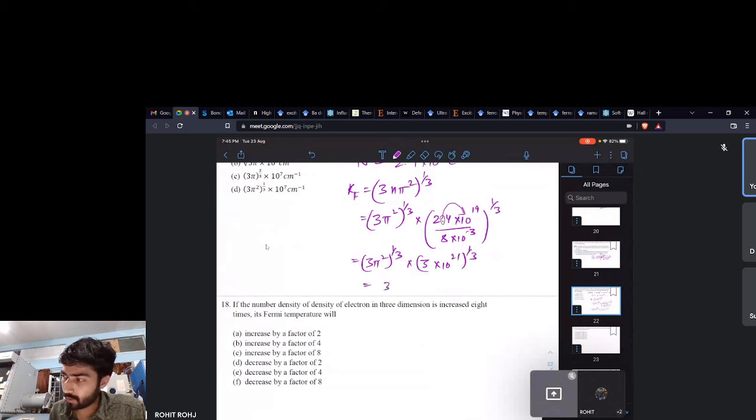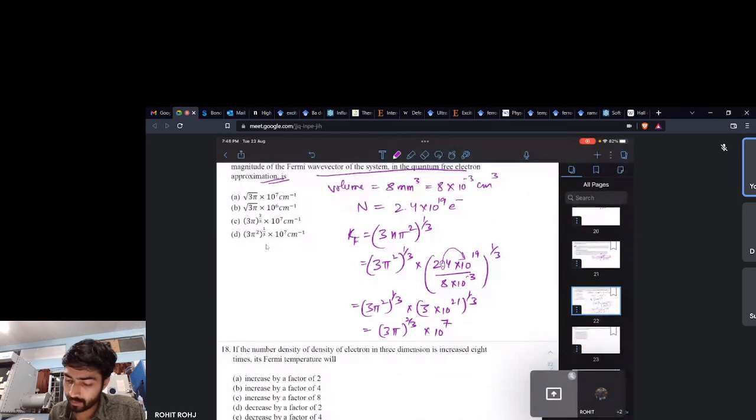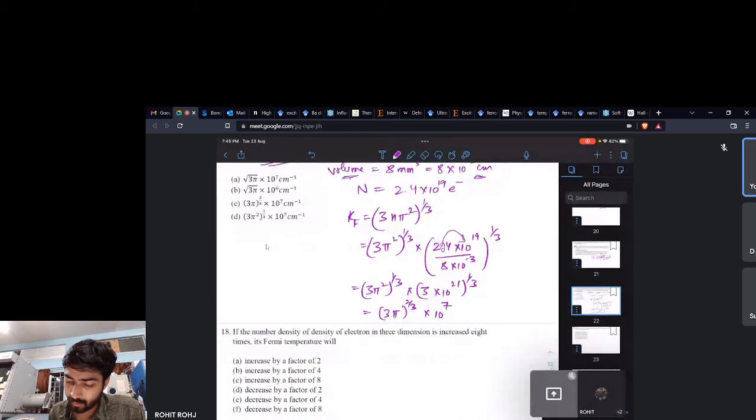And if you work it out, it comes to be 3 pi raised to the power 2 by 3 multiplied by 10 raised to the power 7. Now all the options are in centimeters, so we kept the volume also in centimeters. It gives per centimeter, and the correct option would be 3 pi raised to the power 2 by 3, which is option C.